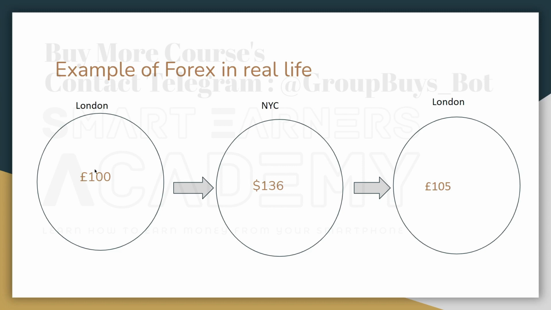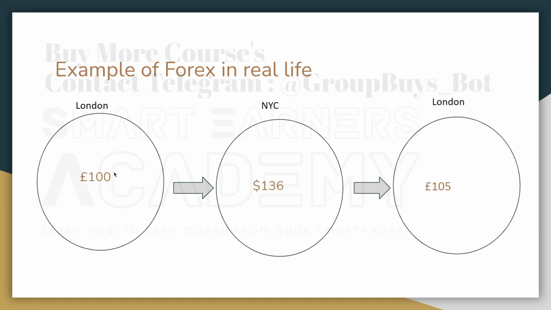So your money has increased from £100 to £105, and you may be wondering why this happens. It's because of the exchange rate between the GBP, the Great British Pound Sterling, and the New York dollar, otherwise known as the US dollar. The exchange rate is always changing. The exchange rate can increase or it can decrease, and this is measured and changed every single day.